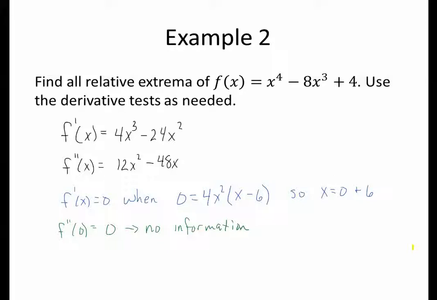When I set the first derivative equal to 0, I factor out my 4x squared, and I once again end up with x equals 0 and x equals 6 as my critical numbers. When I find in my second derivative that substituting 0 gives me 0, this is not positive, this is not negative, there's no concavity to describe. Therefore the second derivative test leaves me no information, even on something as straightforward as a polynomial. If it gives me no information on the first one, I'm just going to ignore the second critical number of 6 and use the first derivative test.